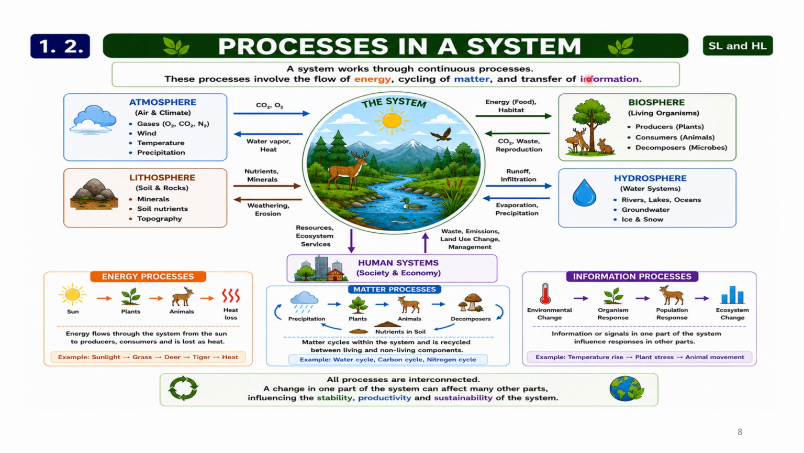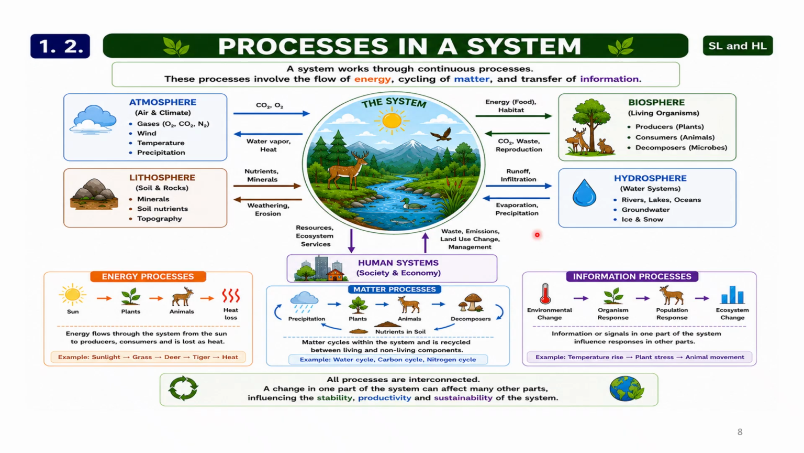Processes in a system. Processes are the mechanisms that allow a system to function by transferring energy, cycling matter, and transmitting information between components. At the center is the environmental system, which continuously interacts with the atmosphere, lithosphere, hydrosphere, biosphere, and human systems. The atmosphere exchanges gases such as oxygen and carbon dioxide, as well as heat and water vapor.